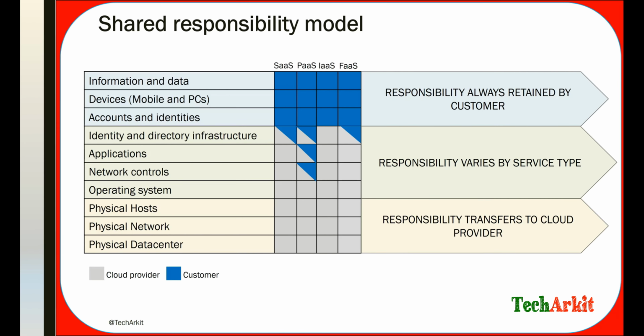Next, you have to understand what your responsibility is and what the cloud provider's responsibility is in the shared responsibility model. As I said, the cloud provider has some responsibilities, and as a customer you have some responsibilities to manage your security, your identity and access management, and all this stuff. So what are those? If you take the services: SaaS, software as a service, PaaS, platform as a service, IaaS, infrastructure as a service, FaaS, function as a service.